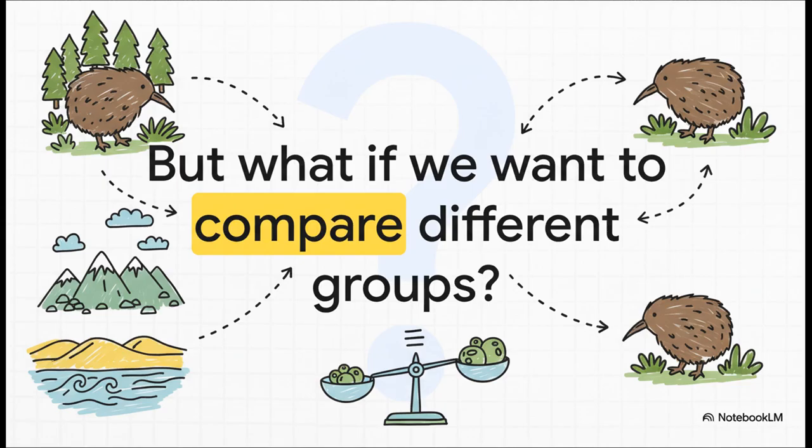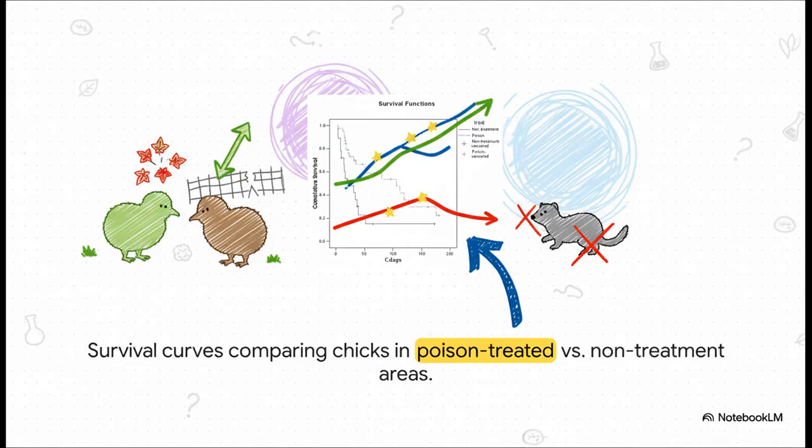The real magic starts when we ask better questions. What if we could actually separate the chicks based on where they lived? How would we compare them then? And boom, here it is. This is what it's all about. The researchers split the data into two groups. That top line, that's the kiwi chicks living in areas treated with poison to kill off predators. The bottom line is the chicks in the untreated areas. All of a sudden, the story is just crystal clear. The chicks in those treated areas are surviving at a much, much higher rate.